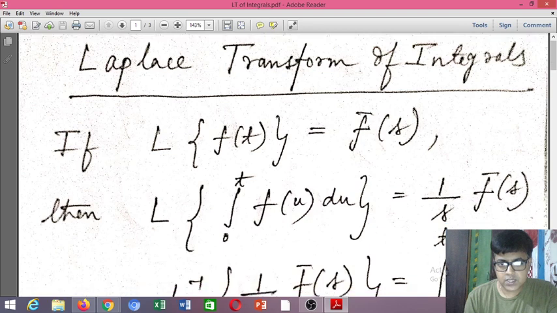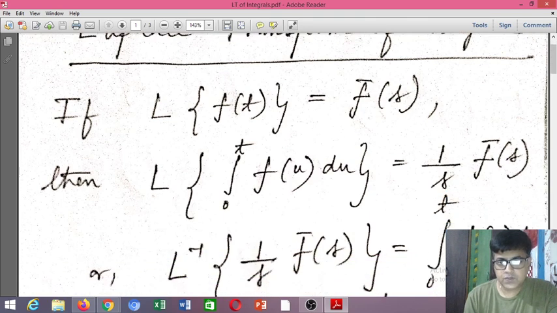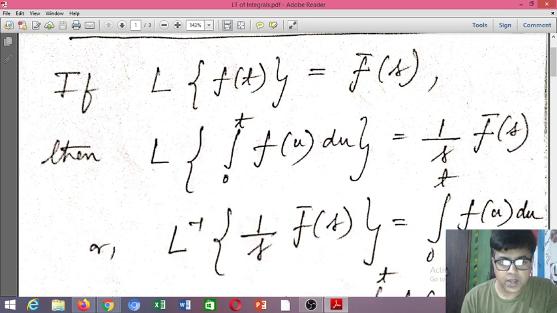This theorem says that if the Laplace transform of f(t) is known to be equal to f bar(s), then we can find out the Laplace transform of the integral from 0 to t of f(u) du. Okay, the integrand f(u) is actually the same function whose Laplace transform is known to you. So if you are able to find the Laplace transform of this integral, that will be nothing but (1/s) times f bar(s).